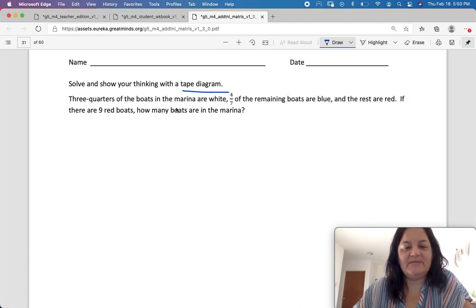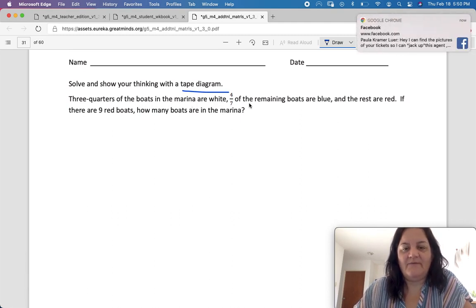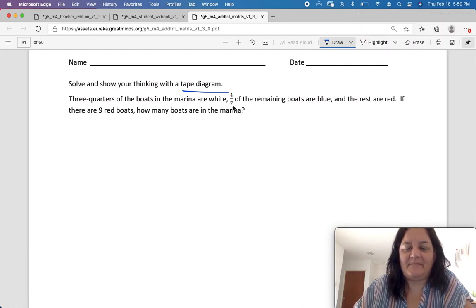3/4 of the boats in the marina are white. 4/7 of the boats, sorry about that, my mom was messaging me. 4/7 of the remaining boats are blue and the rest are red. If there are 9 red boats, how many boats are in the marina?